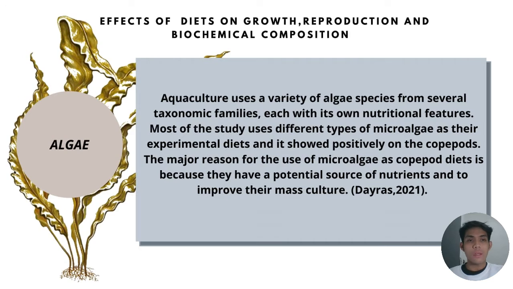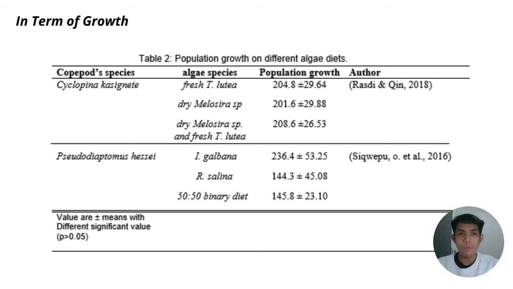Okay, for the algae, the reason why most cultures use algae as a main diet is because algae show positive effects on the copepod, and the major reason is they are a potential source of nutrients and improve the culture of copepod. So in terms of growth, a study by Rusdy and Keane that used different species of algae showed positive effects on population growth. Meanwhile, a study by Sigwipu in 2016 also showed positive effects on population growth with different algae.